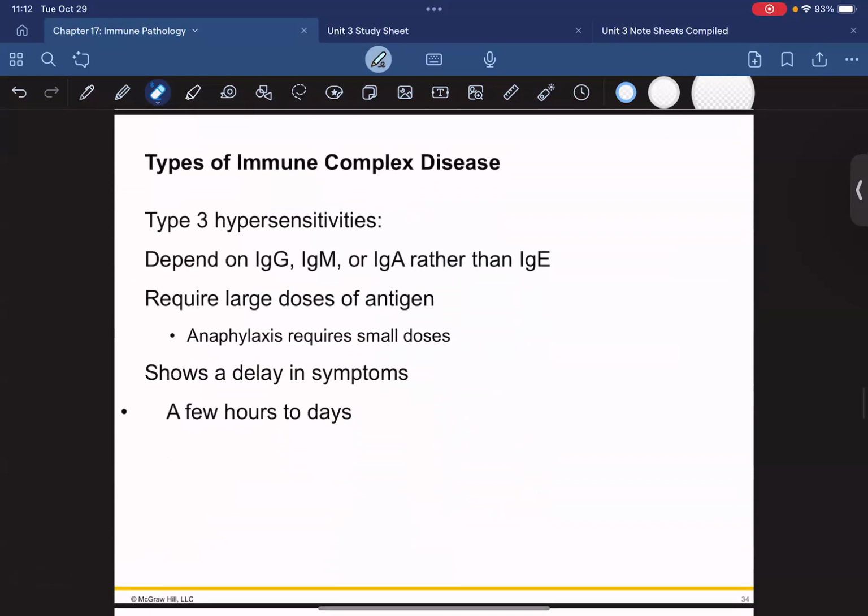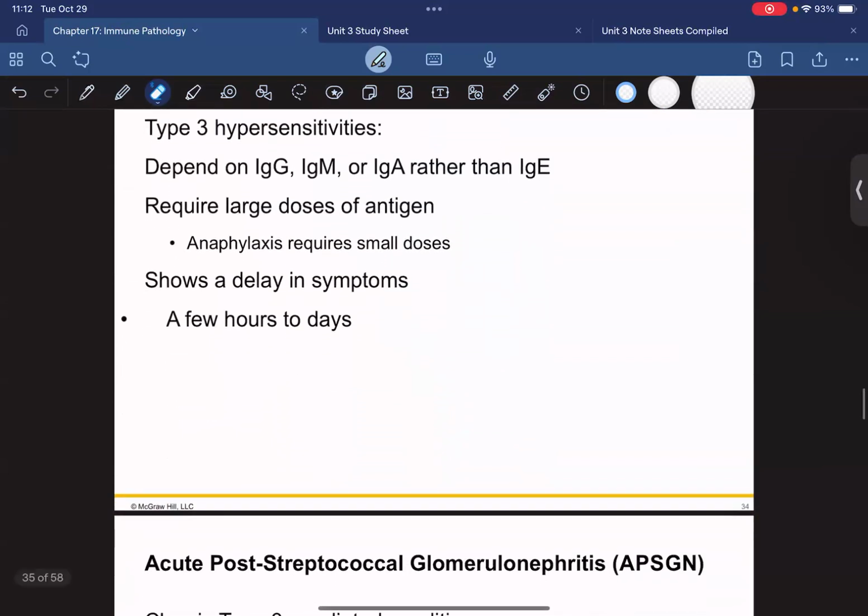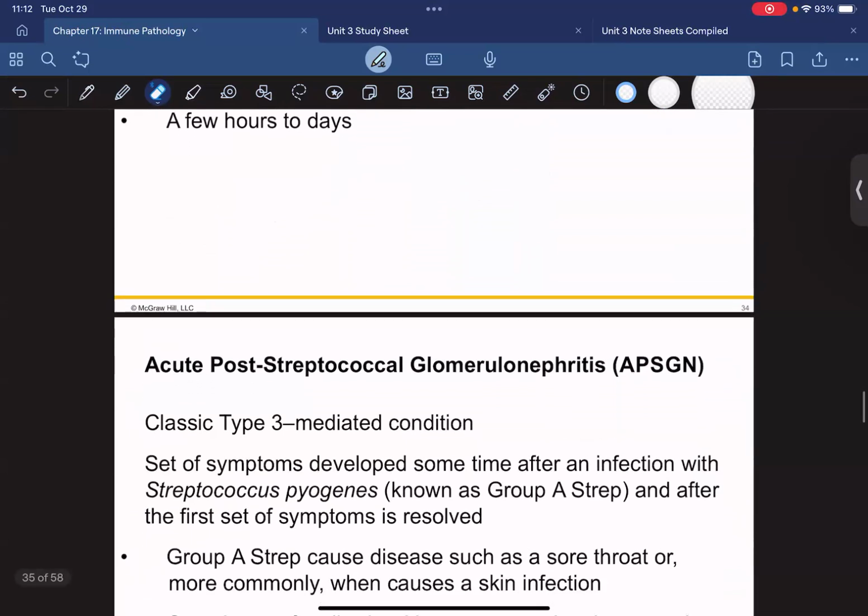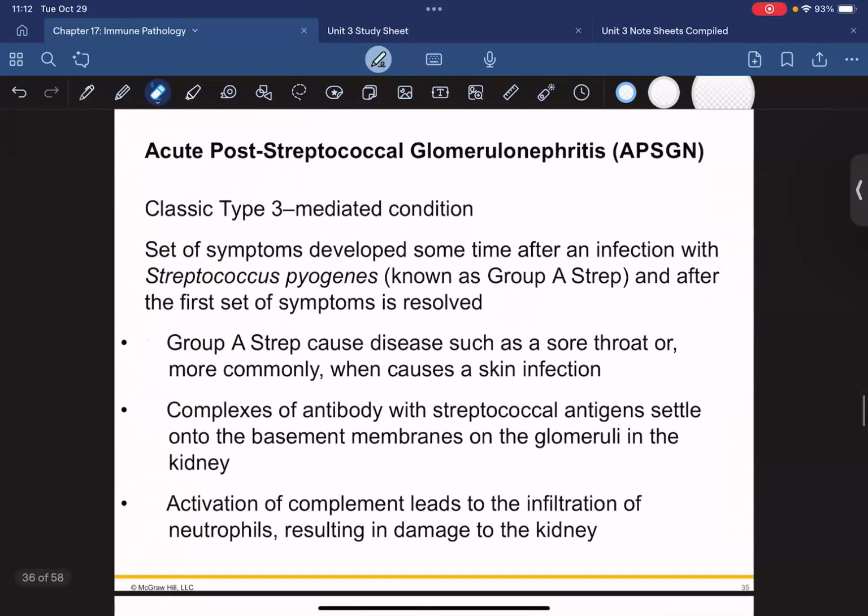So this usually depends on IgG, M, or A, and not as much IgE, right? This is not an allergic response. This is just your normal antibody response to something, and it doesn't matter what, and getting stuck in places in your body. It requires large doses of antigen because you have to build those complexes. Sometimes you can have reactions in hours, sometimes in days. It just depends on what's going on in the body with that immune reaction.